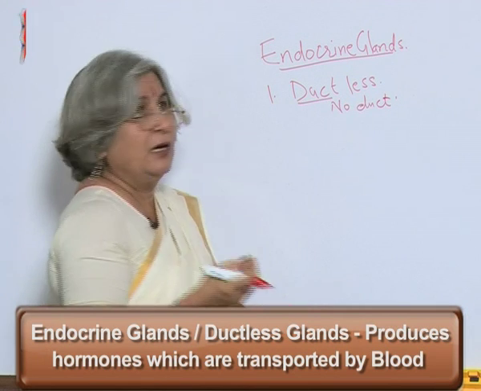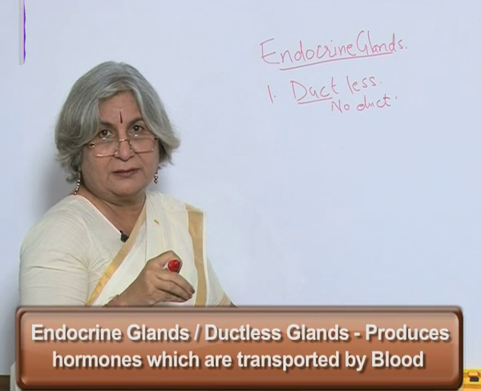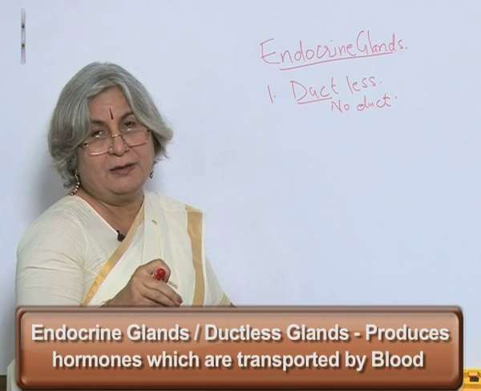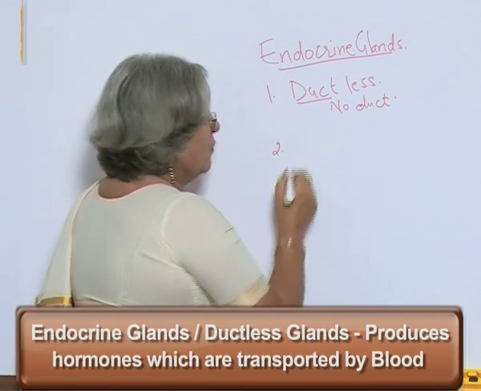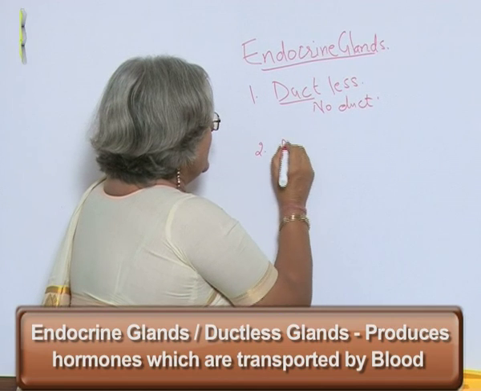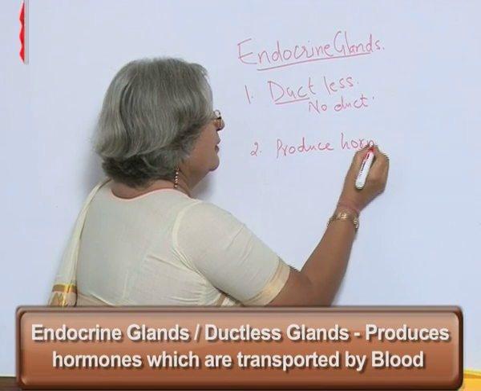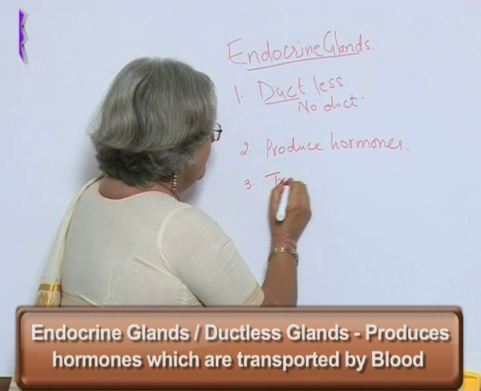Then, how is their secretion transported? It is poured into blood and transported by blood. And what is the secretion? The hormones. So, we will say they produce hormones which are transported by blood.